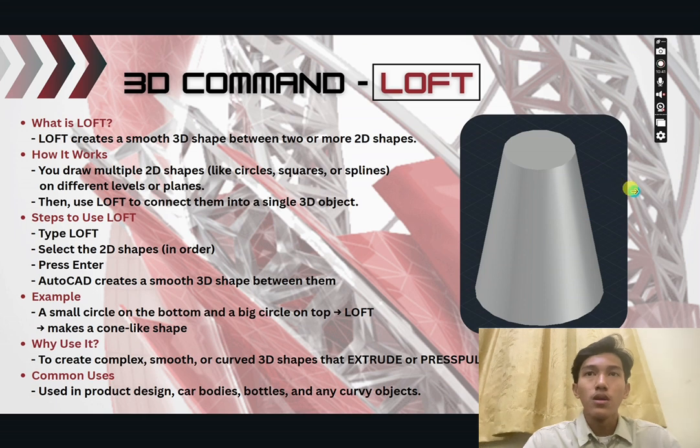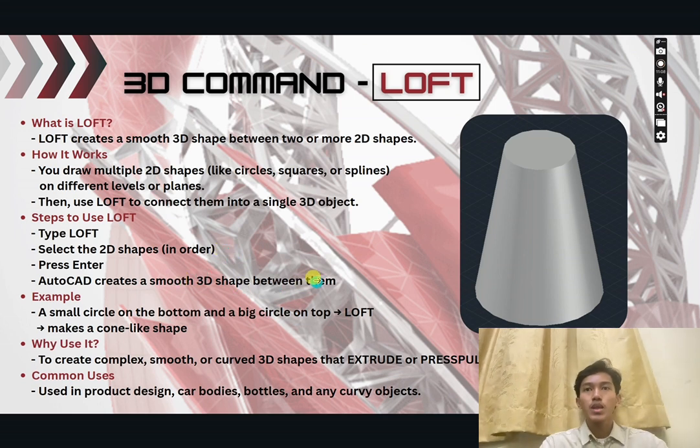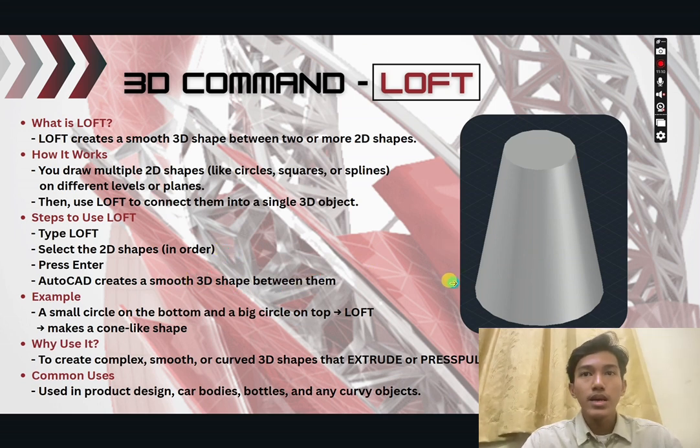So for loft, it creates a smooth 3D shape between two or more 2D shapes. You draw multiple 2D shapes like circle, square or spline on different levels of plane, then use loft to connect them into a single 3D object. So the steps are, you just type loft, select the 2D shapes in order, press enter. AutoCAD creates a smooth 3D shape between them like this. So the example is like this: a small circle on the bottom and a big circle on top, loft.